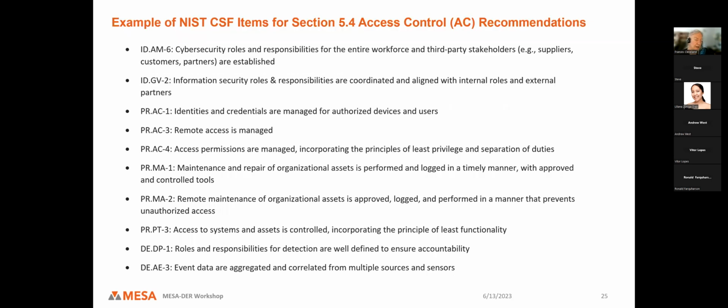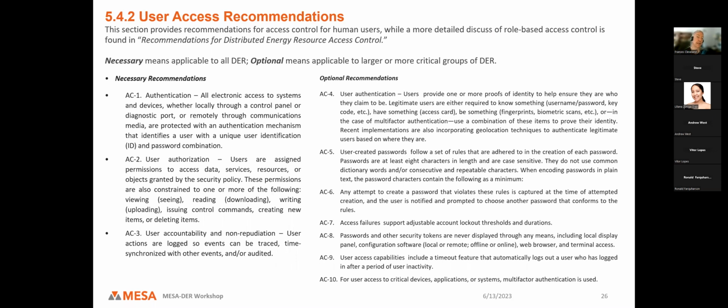What I've done here, and I won't go through this, but you can look at it at your leisure, is an example of the NIST cybersecurity framework items that are appropriate for access control recommendations. So we picked up on those and said, this is applicable to the access control recommendations. And then we went through and said, okay, what are our access control recommendations? And this is an example, just an overview of a few of them, because we have quite a lot.